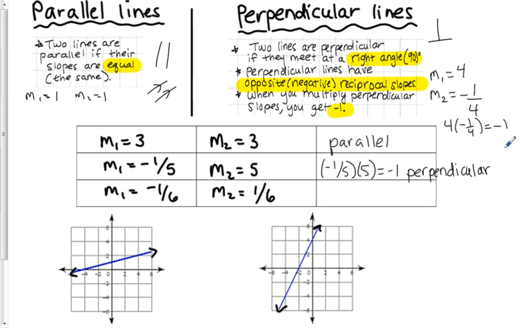Let's look at the next example. We have -1 over 6 for slope 1, and we have 1 over 6 for slope 2. Because they're not the same, we know that they're not parallel, because one of them is negative and one's positive. So let's multiply those and see if we get -1. Well, that actually equals -1 over 36, which does not equal -1. So those two slopes represent two lines that are not parallel, and they're not perpendicular, so they are neither.